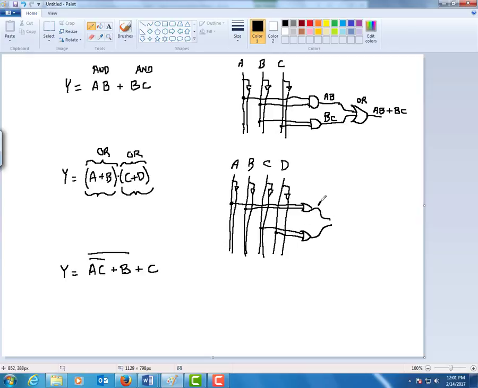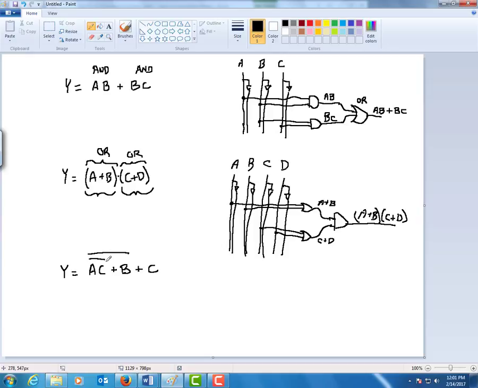This is what? A plus B. And this one here is C plus D. And now bringing them both into an AND gate. Nice AND gate, huh? The output here is going to equal what? A plus B, and then we're going to have C plus D. And there you go. That's your circuit for that expression.